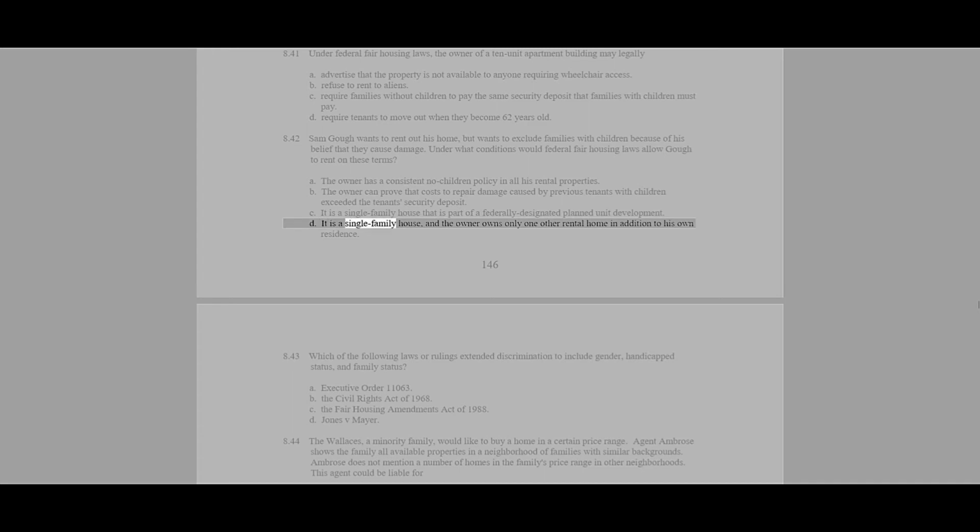D. It is a single-family house, and the owner owns only one other rental home in addition to his own residence.